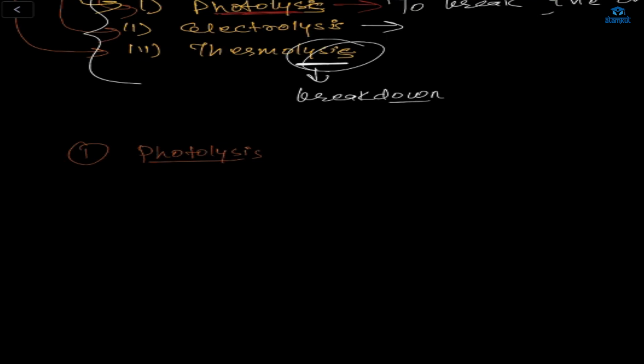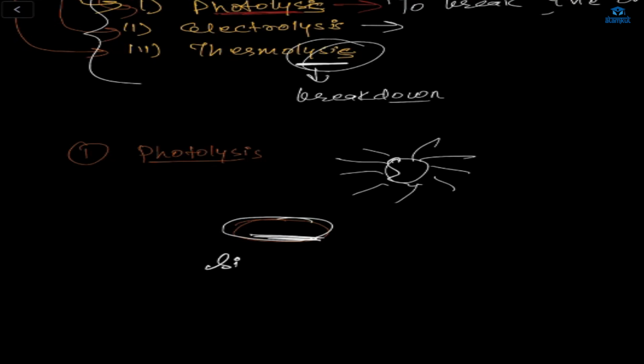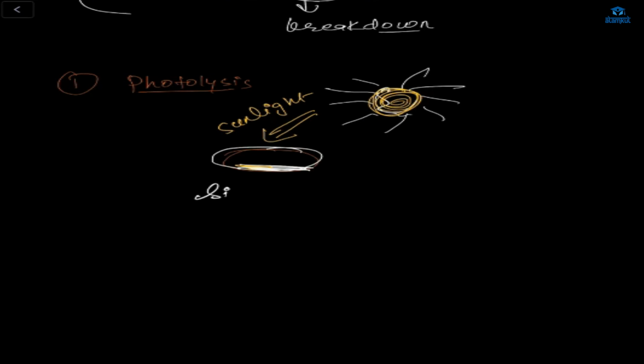Photolysis means, let me give you one example. Here is my silver chloride, which turns gray in sunlight to form silver metal. From here my sunlight is coming.